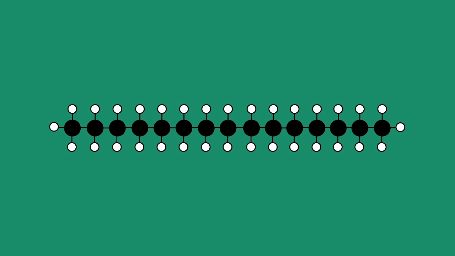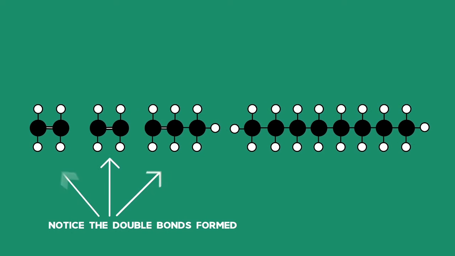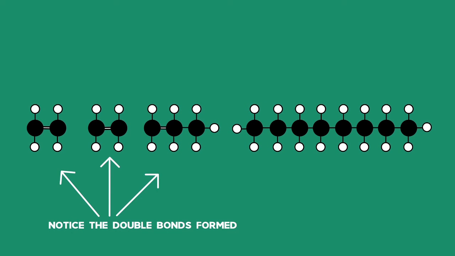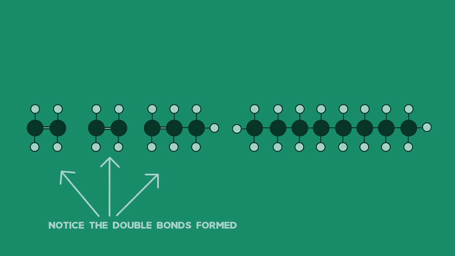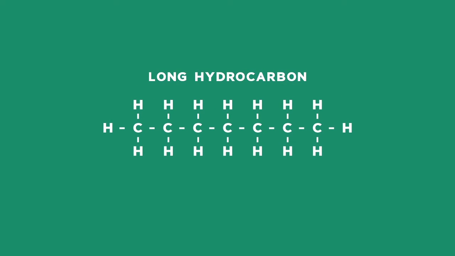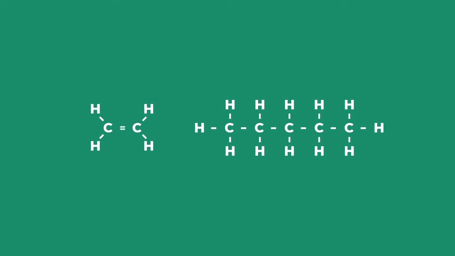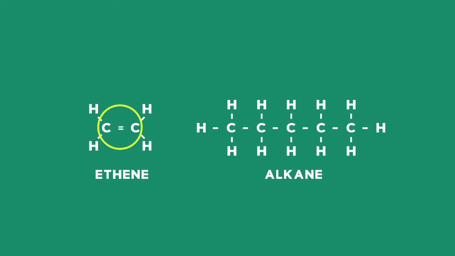The third type of elimination reaction we will be looking at is called cracking. In this reaction, very long carbon chains are broken into shorter chains for use in the fuel industry. At every point where a chain cracks, a double bond will form on one side and a single bond on the other. There are two main types of cracking.